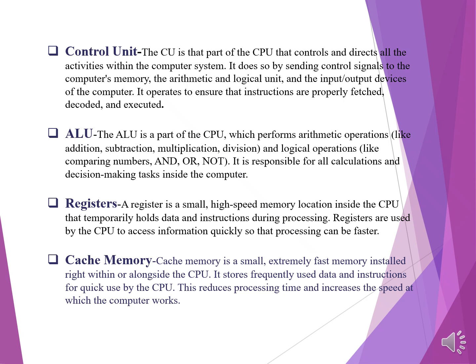Second one is ALU. The ALU performs arithmetic and logical operations such as addition and comparison. Third one is registers. Registers are very fast memory locations that temporarily store data and instructions. Fourth one is cache memory. Cache memory stores frequently used data so the CPU can work faster.